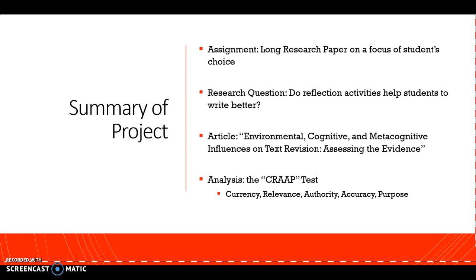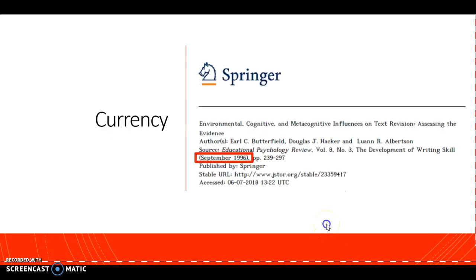And the 5 different things that you look for with the CRAP test are the currency of the article, the relevance of the article, the authority found within the article, the accuracy of the article's content, and the purpose of the article. And in looking at all those, that helps to make an overall determination whether or not the source is usable and useful in a research project.